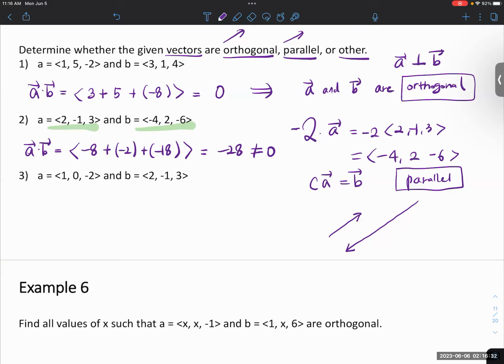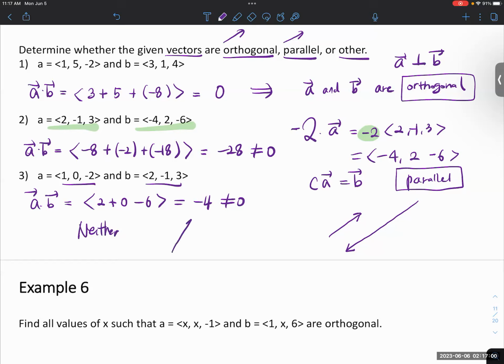Okay, so you can see the relationship by looking at the scalar. All right, last one, A times B. So 1 times 2, 2 plus 0 minus 6. Well, this is negative 4, not 0. So this is not perpendicular or orthogonal, but also what happened? I don't see anything. If I multiply by 2, it's not going to be equal. So this is a neither relationship.